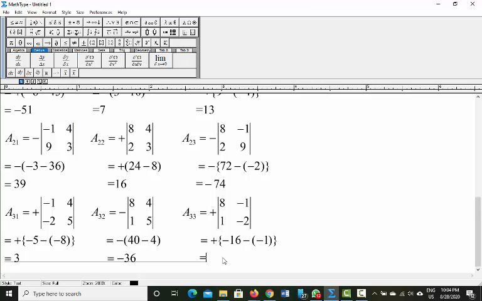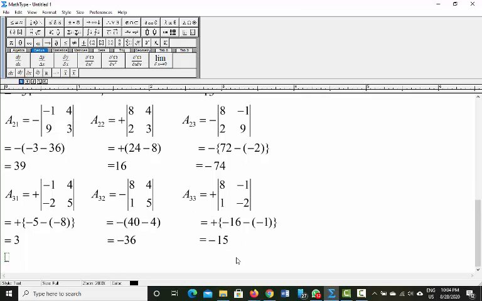So is equal to what we will get. So minus 16 minus a plus 1. So minus 16 plus 1, that is minus 15. So minus 15. So what we will get? Minus 15. Right. So these are the cofactors. So that means cofactor matrix.